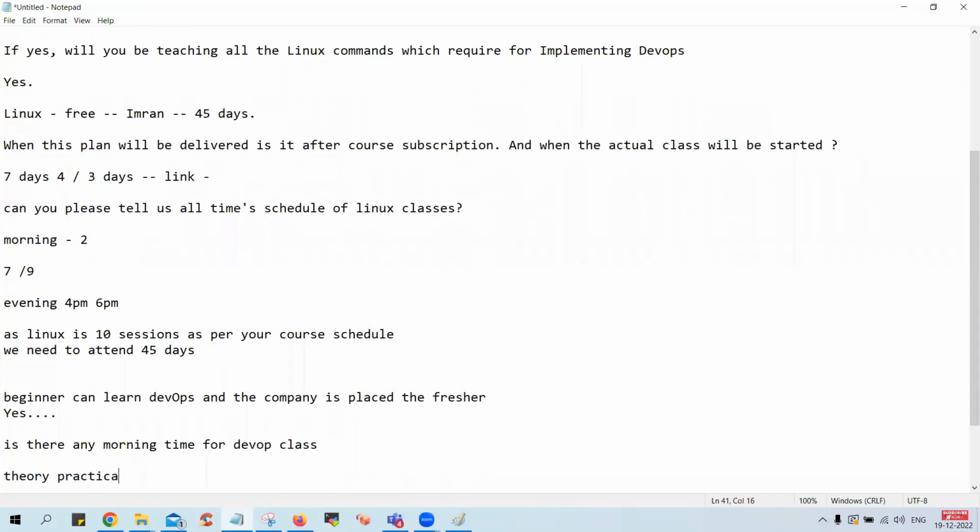80% of the subject is practical only. No theory thereafter. We'll do everything live. We'll set up all the software. And the good thing for you guys is that all the software required to practice DevOps is free of cost. No need to pay anything. You can download it, install it, and practice well.